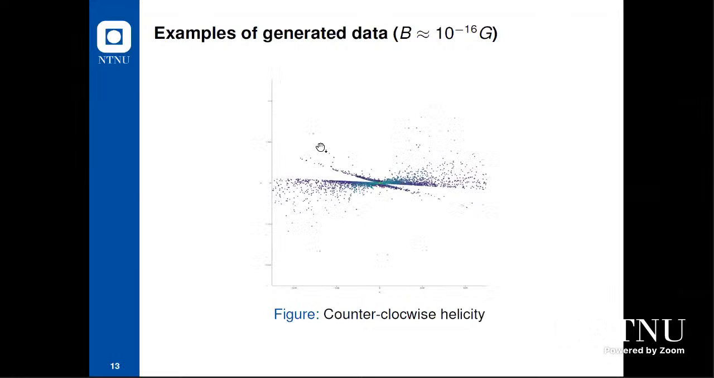This instead is an example of counterclockwise helicity. So in this case, you see that the cloud of points goes in this direction and in this direction. And so the shape of the plot is like this, if you can see my pointer.